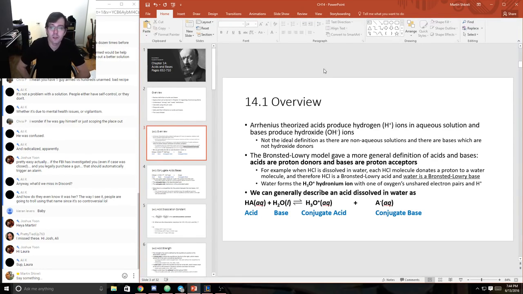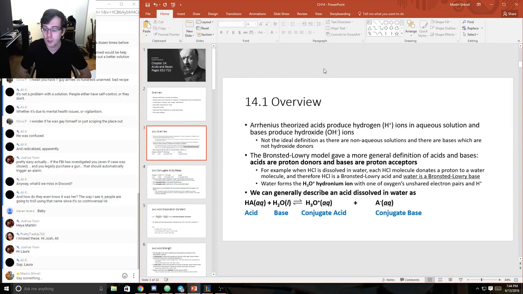Basically, something that furnishes protons is generally thought of as an acid. Although, when we talk about the Lewis definition, we'll think about that even further. Maybe that's not even ideal in and of itself. So the Bronsted-Lowry model improved on this a little bit, by saying that acids are proton donors and bases are proton acceptors. They don't have to necessarily produce hydroxide ions.